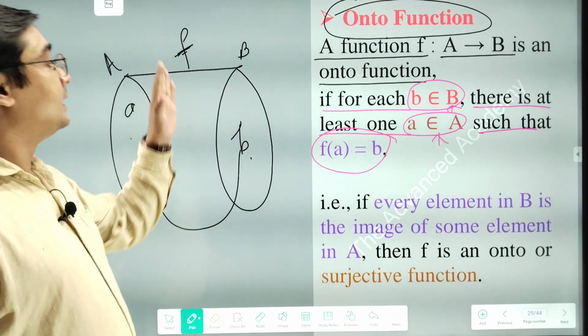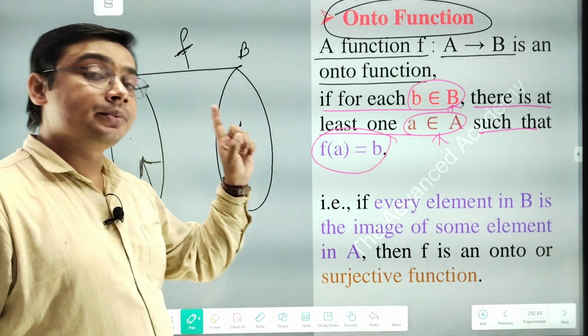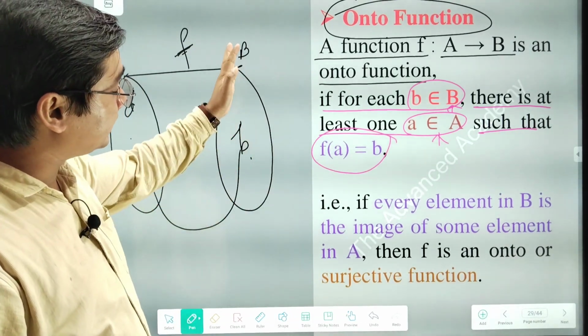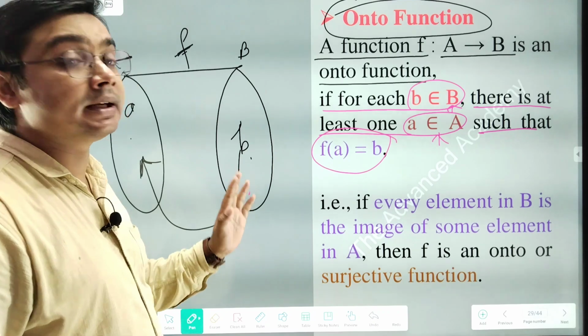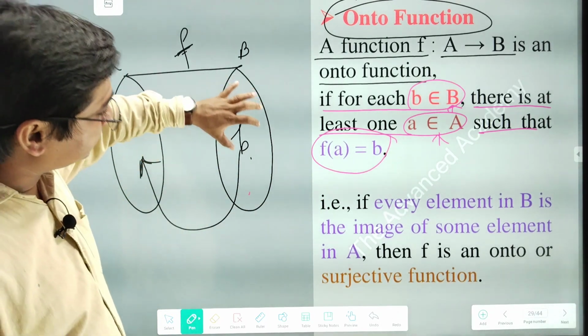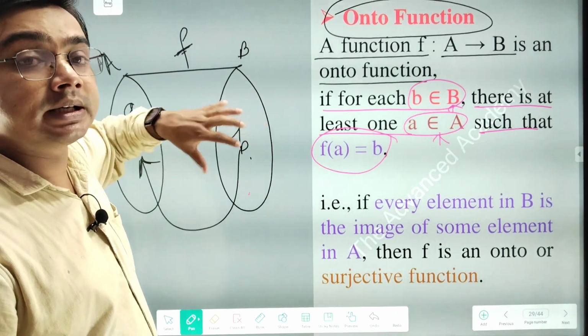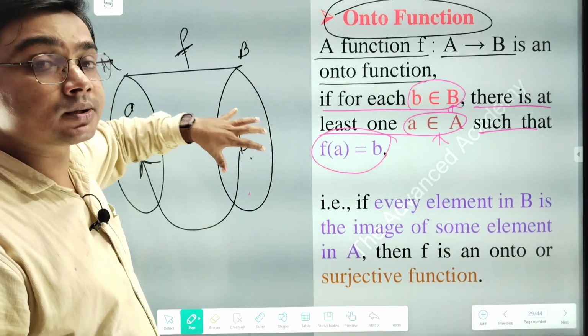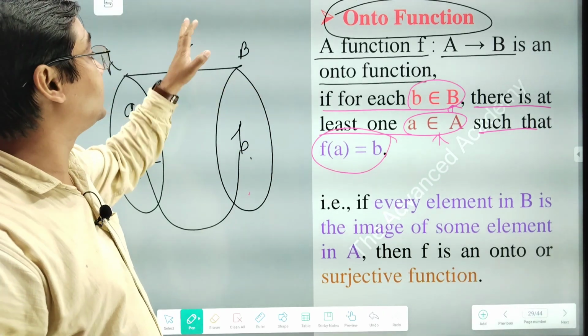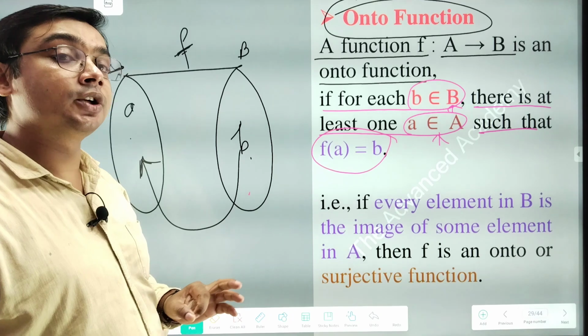A function f is said to be onto if all the elements of this set B are the image of some element of this set. All the elements in here must be the image of someone, there will be no free elements. Then only we call this function onto.